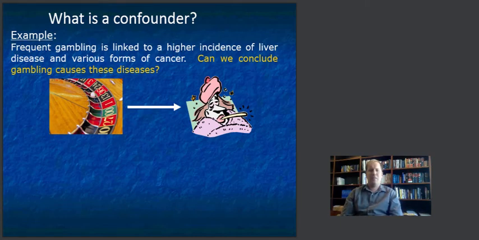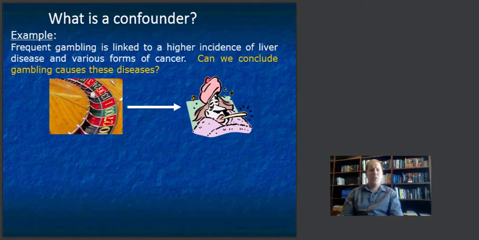Okay, so can you think of confounders in this circumstance? Reasons why this association, where gambling is linked to a higher incidence of liver disease and various forms of cancer, might not actually be causation. Here's a quick aside. When you see the word linked, oftentimes people will say that and it gives an impression of causation, but we should always be on the lookout that the word linked only denotes association, not causation. And as we know, association is not causation.